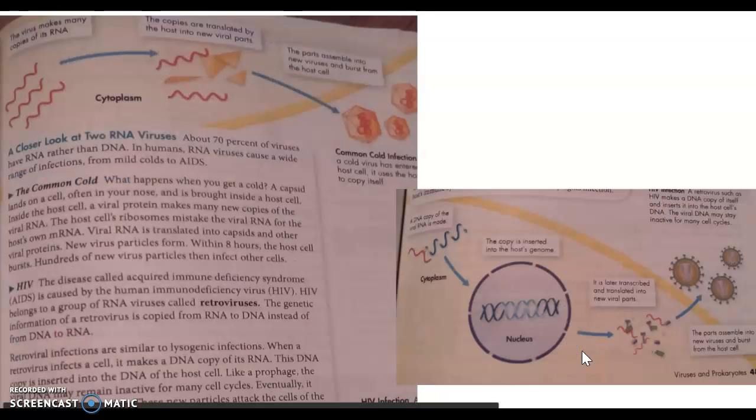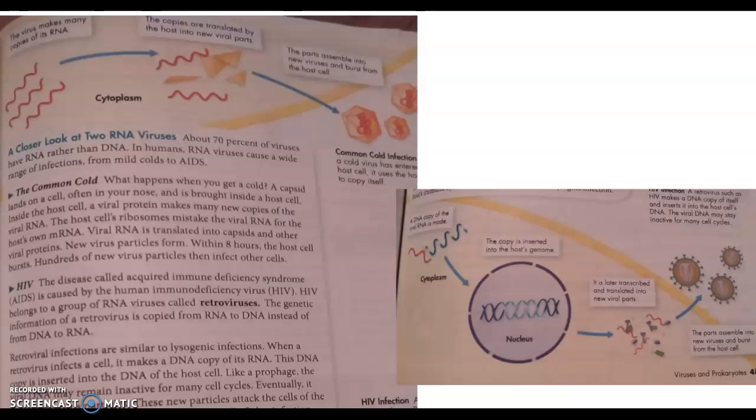Okay. A closer look at the two. RNA viruses. About 70% of viruses have RNA rather than DNA. In humans, RNA viruses cause a wide range of infections from mild colds to AIDS. The common cold. What happens when you get a cold?